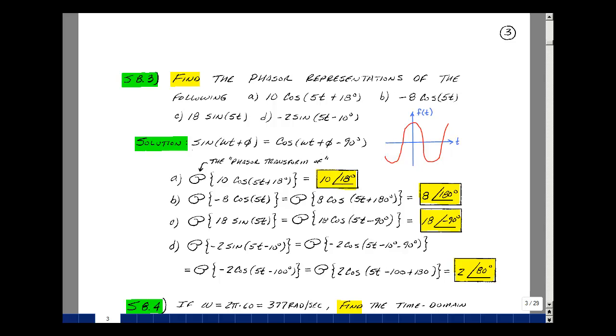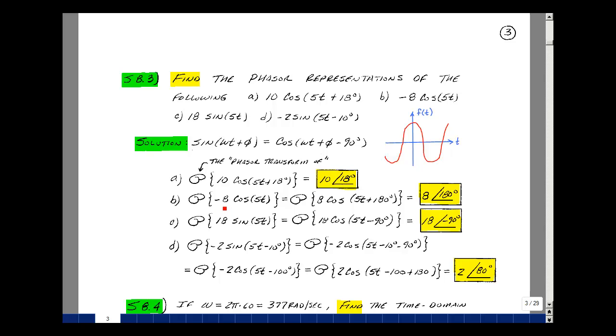Now to go from the time domain to the frequency domain, we need to express our time domain function as a cosine function. This first one is just in that form, so let's do the phasor transformation. We use a capital script P for that. I'm going to grab the magnitude of 10 and the angle of 18.